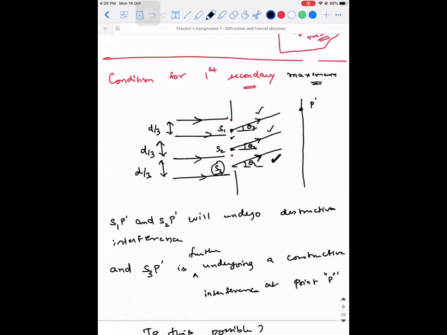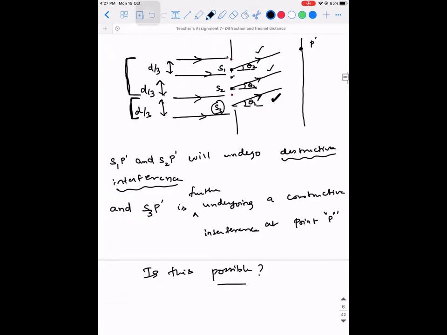So what we are trying to say is the rays coming from these two portions will undergo destructive interference, and the ray that is coming from the third part alone will contribute to some amount of light on the screen. That is the reason why we are able to find the first secondary maximum on the screen. This is a very important point. Please make a note: S1P' and S2P' will undergo destructive interference, and S3P' will undergo constructive interference at point P'. And if you ask me if this is possible, yes, it is possible.